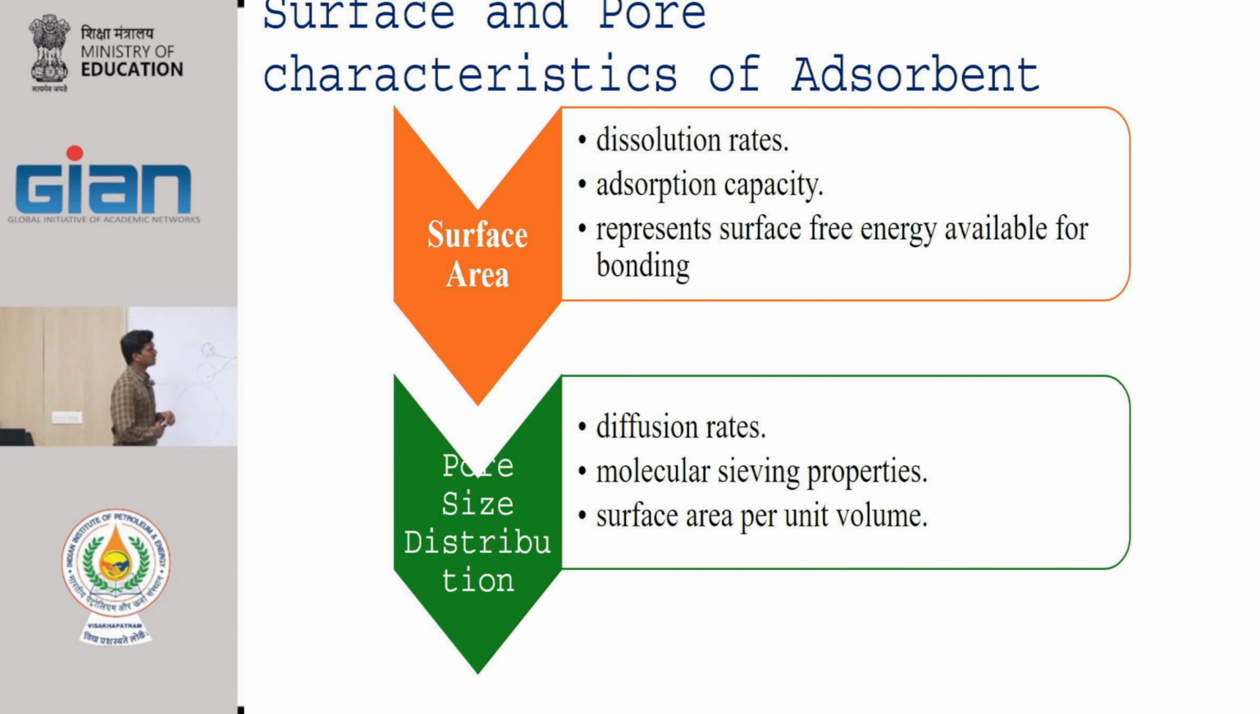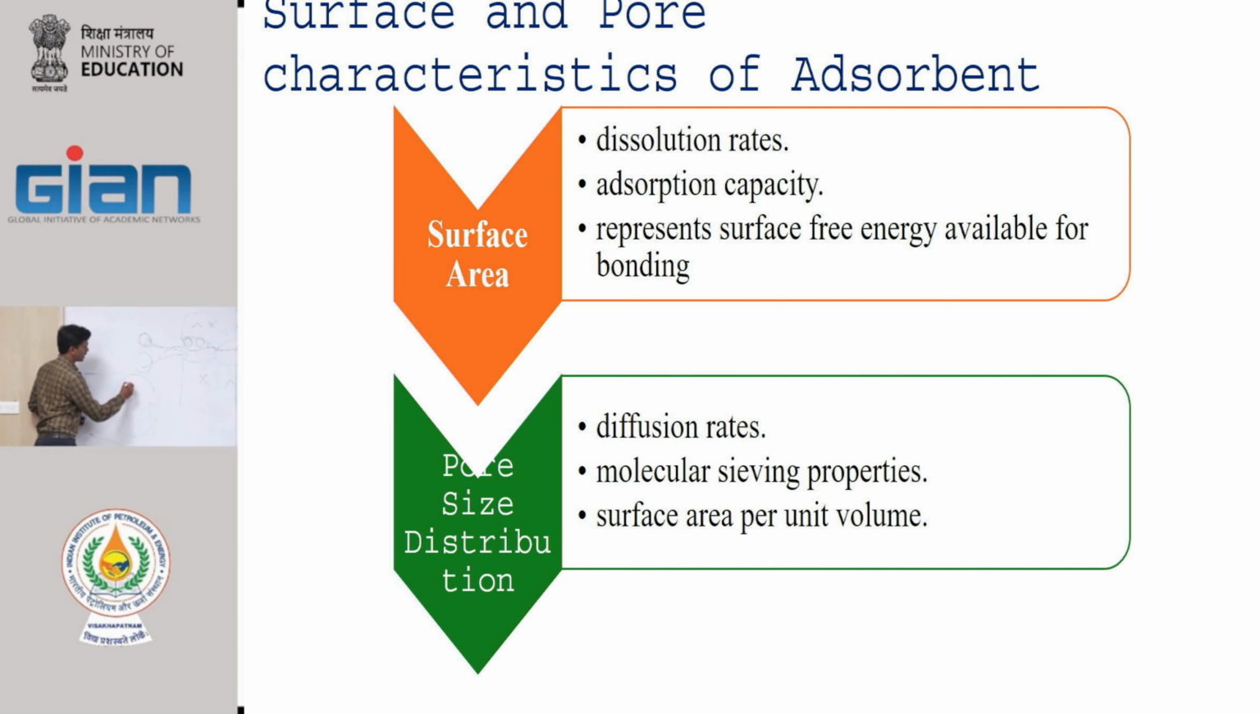So look into the surface area and then the pore size distribution, how it will affect, right? The first one is the surface area. If you have more surface area, the adsorption rates are very high and the adsorption capacity is very high. Whenever the surface area is very high, it represents the surface free energy available, that means more free energy is available. So it is good for chemisorption, because the bonds can be easily formed when the surface free energy is very high. Okay. The second one is pore size distribution. We have to take care of pore size. So this is the adsorbent size, right?